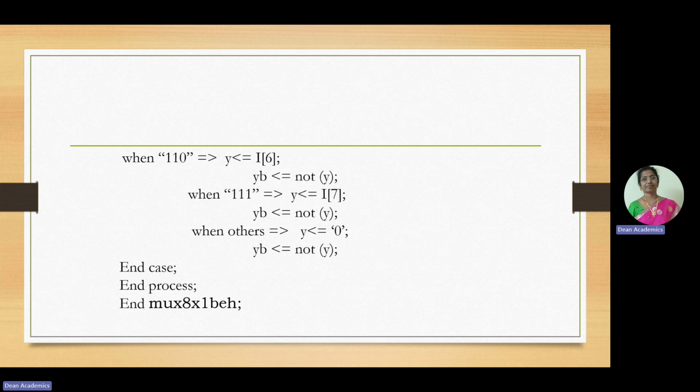So we have covered all the possibilities of select lines, and then when others, output Y is equal to 0, Y bar is not of Y. Like this we can use the end case statement here, end case, end process, end the architecture, that is the name of the architecture. So in this way we can write a VHDL program for an 8 to 1 multiplexer, 8 by 1 multiplexer or 8 is to 1 multiplexer.